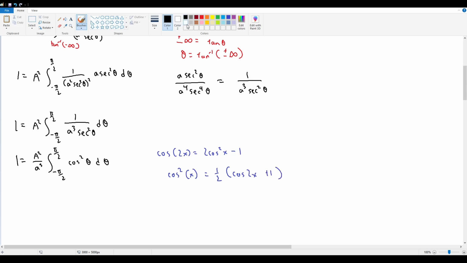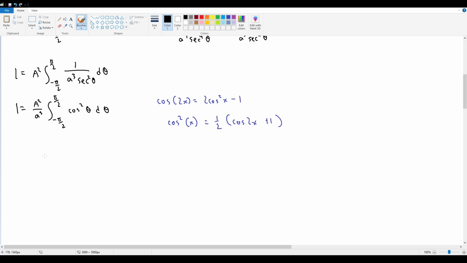So if we plug that in, we now have, where did my mouse go? Oh, there we go, sorry. We're now going to get that 1 is equal to a squared over a cubed, integral from negative pi half to pi half of 1/2 times 1 plus cosine of 2 theta. Close this off with a d theta, and now you have two integrals, right?